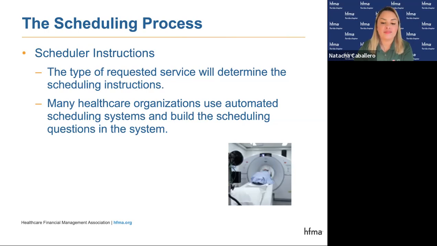One example of scheduling instructions would be, when scheduling a nuclear medicine procedure, contact the department in order to order the isotope, reserve a procedure room for X amount of minutes, inform the department if the patient is in a wheelchair, and provide medication instructions based on the type of test order.